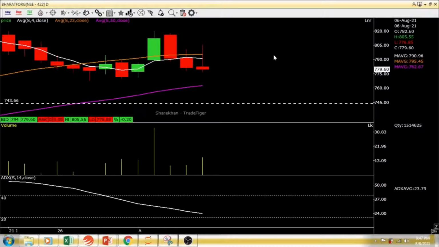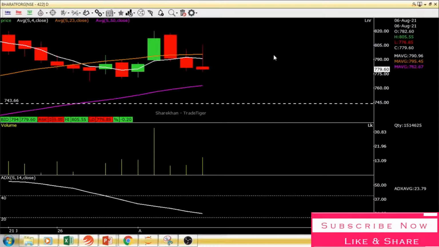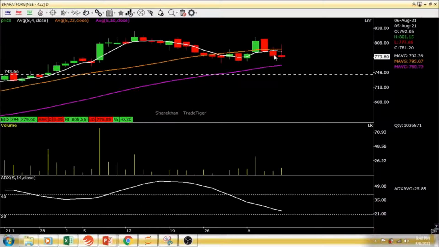The stock opened at 782 and it reached all the way to 805, but the price was unable to sustain at those levels. It clearly shows that buyers are not willing to buy at this point. So we have supply here, that's the reason the stock was unable to continue in the price range above 800. All the way it came down to 779, so it closed below the opening price. It clearly shows there will be a lot of selling pressure on the upside.